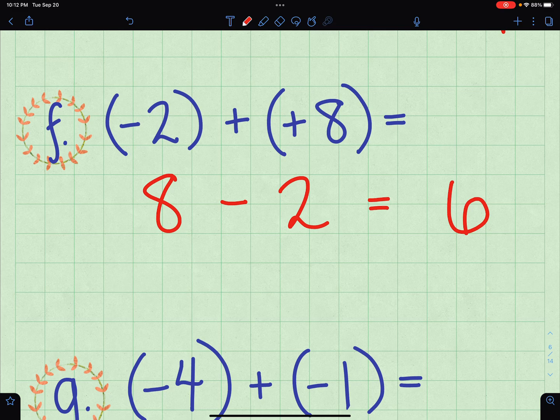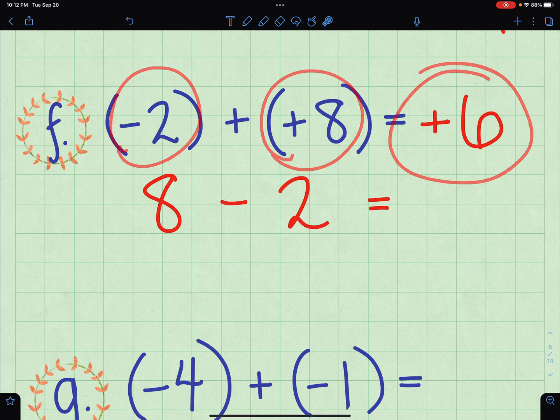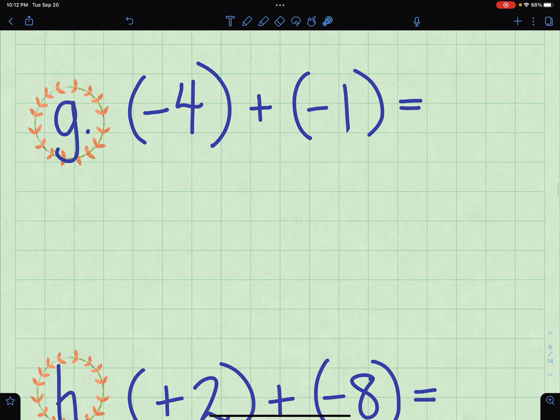What sign does the answer get? It gets the sign of the bigger number. So let's just make sure that this answer makes sense with the original problem because I messed it up already. If we start out with -2 on the number line and we add 8 to that, yeah, we're going to totally end up at a +6. So that makes sense. We did it right. Bam.